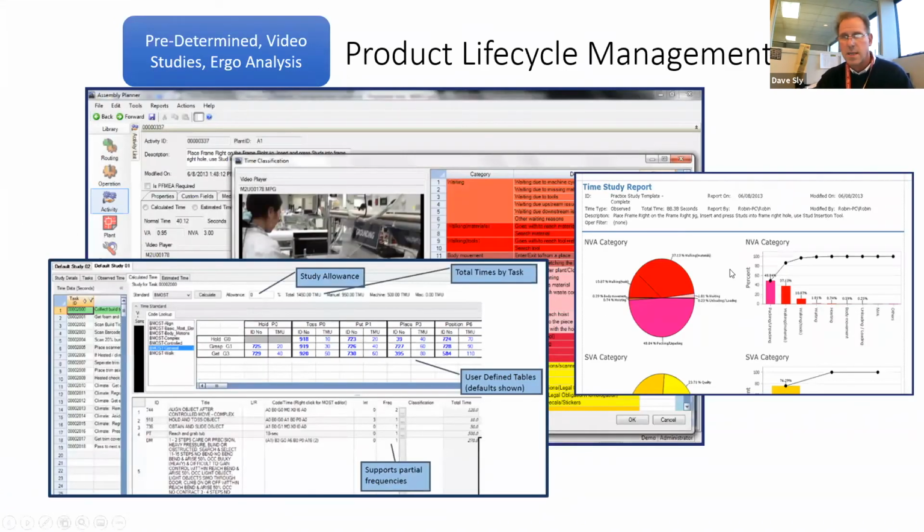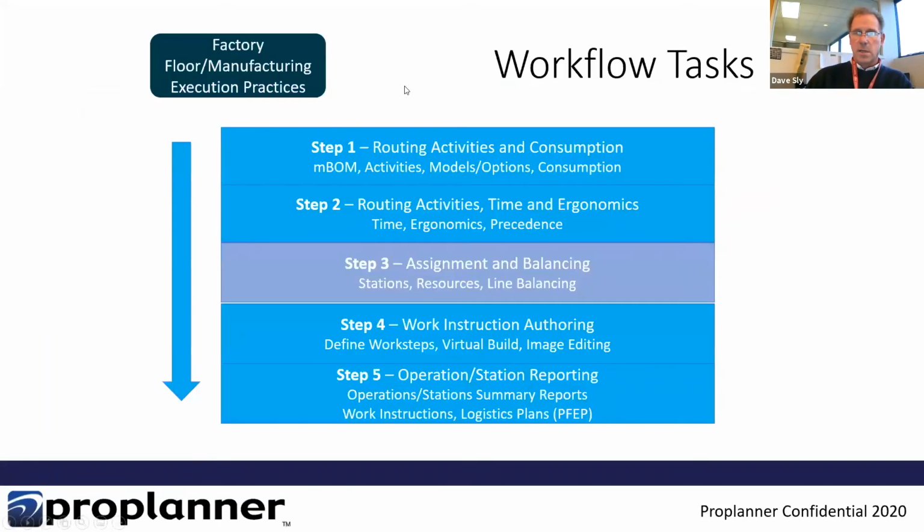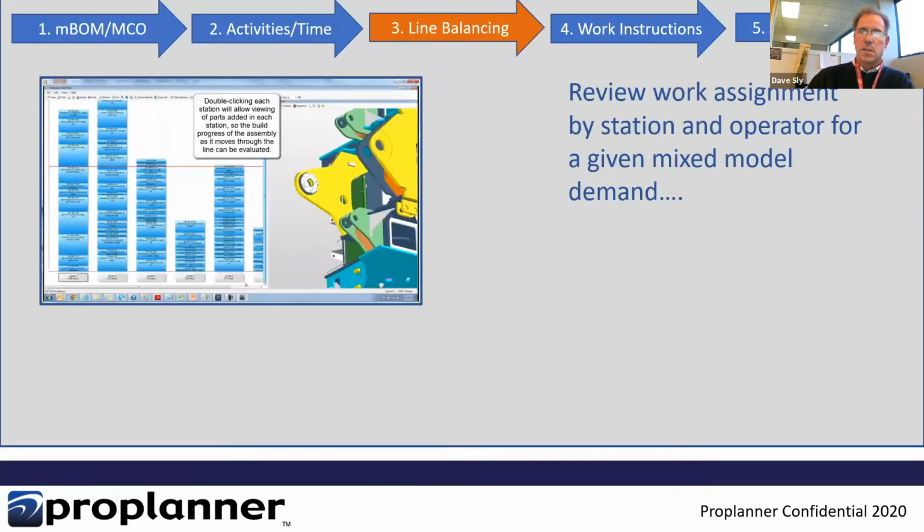Of course, here's just an example of looking at our value-added, non-value work content, our time studies. We've already looked at consumption. So this is just that whole process authoring segment. Now, once we've authored the process, once we have tasks and we know their precedence and we know the tools that are required, now we can start looking at where do we want to perform the tasks and which operators should get which tasks in which locations. So this is the line balancing phase.